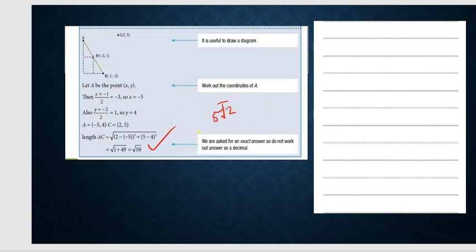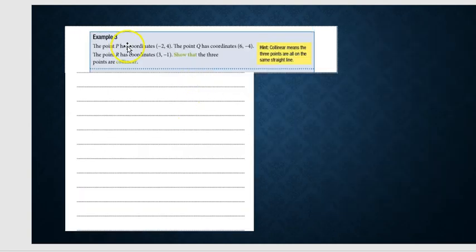Now, if you look at the next example, you have the point P that has coordinate -2, 4. The point Q has coordinate 6, -4. The point R has coordinate 3, -1. Show that the 3 points are collinear.